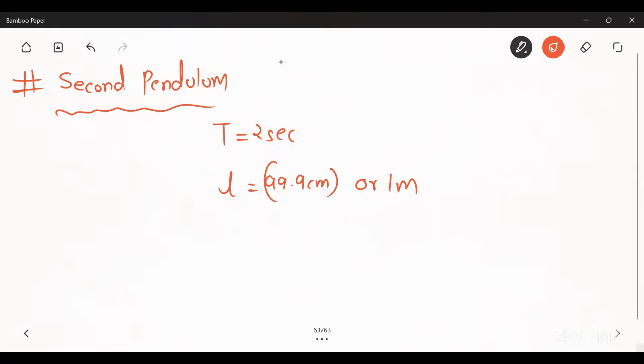Now the topic will be cleared from this chapter. I'm discussing questions one by one of this chapter, oscillation.